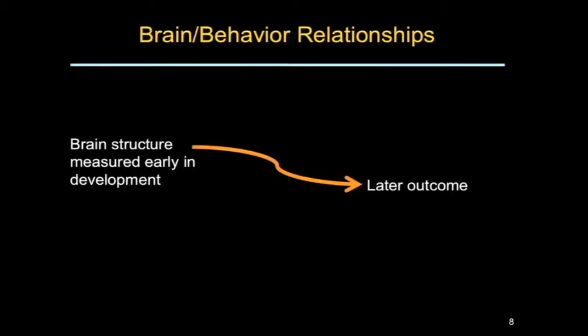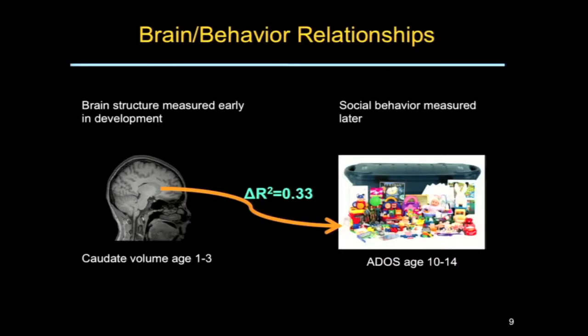And now I want to talk about putting the brain with the behavior. So looking at early brain structure measured early in development, can we use that to predict later outcome? The answer is yes. I looked at early brain structure, the volume of the caudate measured at age 1 through 3, as a predictor of later ADOS scores, measured at ages 10 through 14. This is a single time point within the age 10 through 14, but that was the age of the participants. And it turns out that caudate volume accounts for roughly 33% of the variance in later ADOS scores.